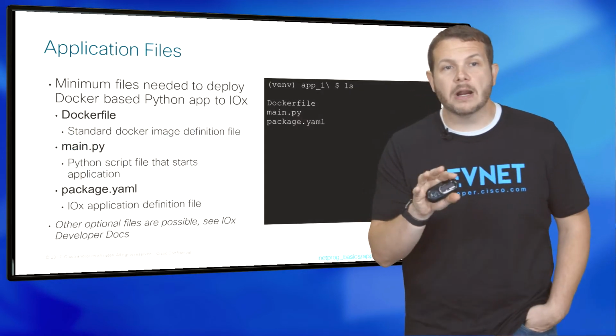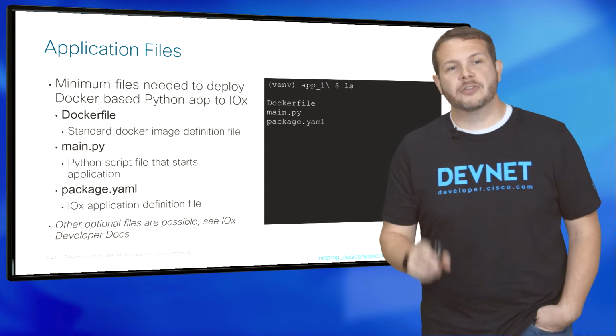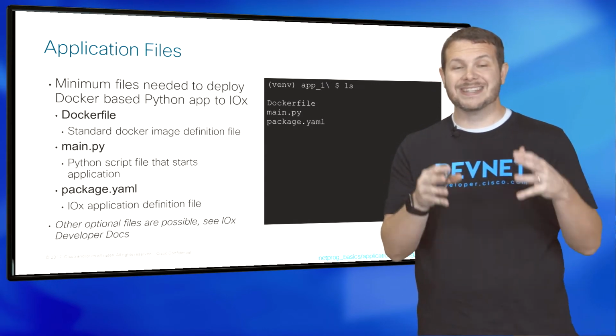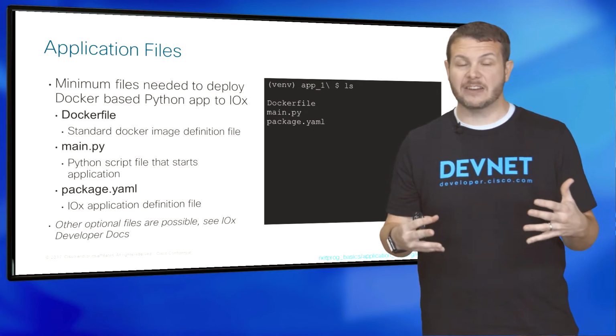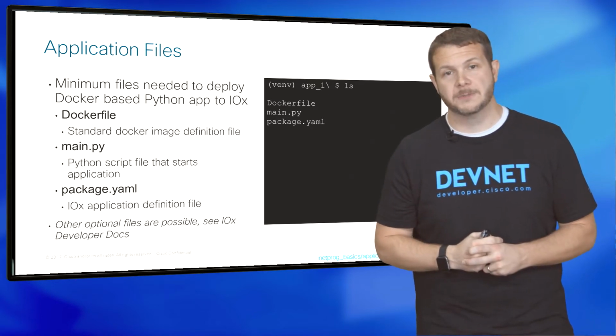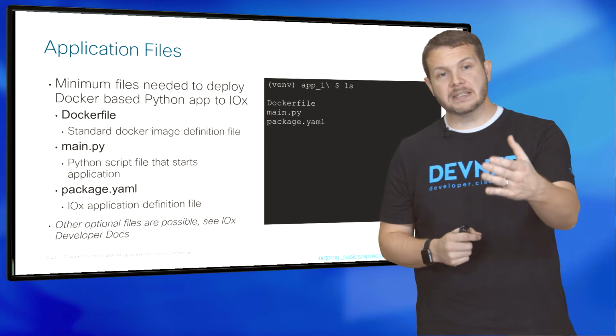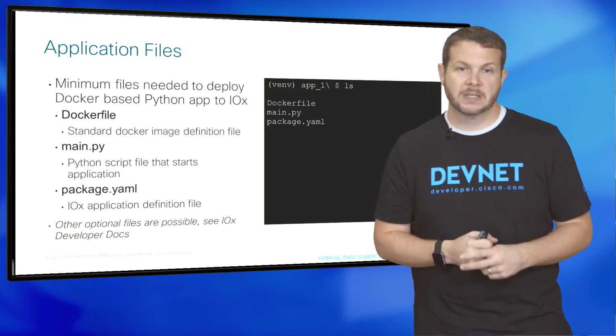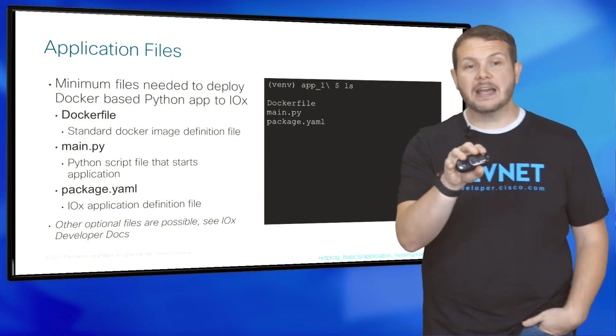Now, the minimum requirements for an IOx application are 3 files for these Docker style. We need a Dockerfile, which is the definition. It's the standard Docker definition for how to build Docker images. main.py is a Python script that is our actual application. And then package.yaml is the IOx definition.